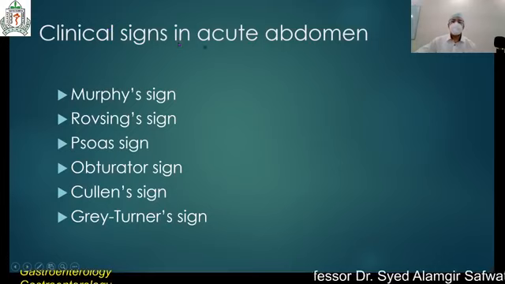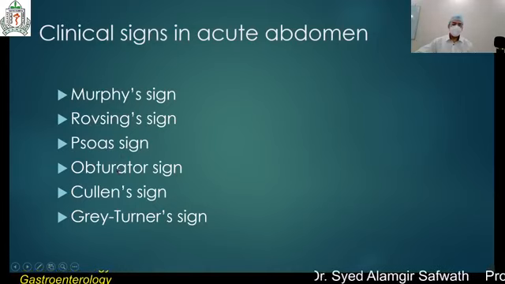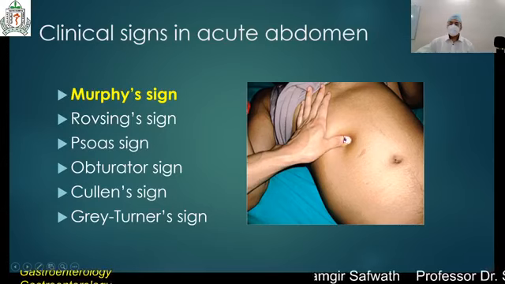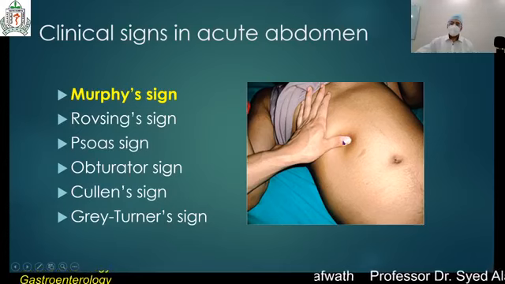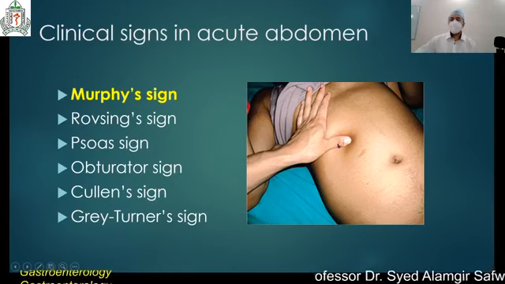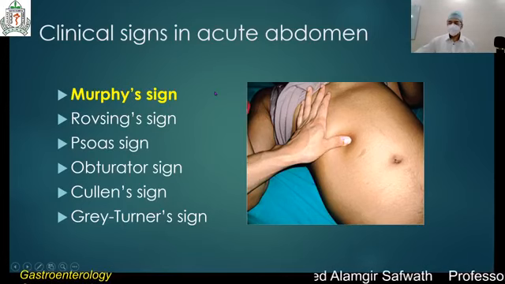There are some very important clinical signs in acute abdomen, like Murphy's sign, Robsing's sign, Psoas sign, obturator sign, Cullen's sign, and Grey Turner's sign. In case of acute cholecystitis, if a thumb is placed over the right upper quadrant at the site of the gallbladder, pressed, and you ask the patient to take a deep breath, suddenly the patient will hold his breath due to pain. This is known as Murphy's sign. Murphy's sign is a sign of acute cholecystitis. The patient will hold the breathing all of a sudden due to the feeling of pain.